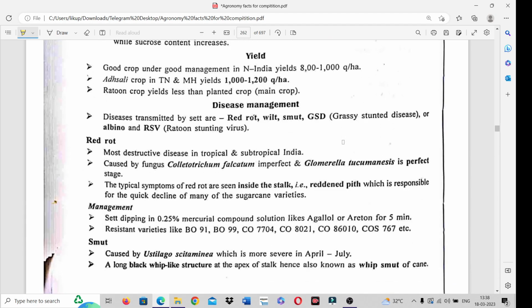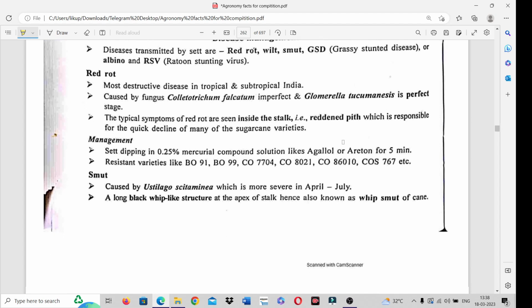Disease management. Diseases transmitted by setts include red rot, wilt, smut, grassy shoot disease or albino, and ratoon stunting. Red rot is the most destructive disease in tropical and subtropical India, caused by the fungus Colletotrichum falcatum. Typical symptoms are seen inside the stalk as reddened tissue, which is responsible for the quick decline of many sugarcane varieties.